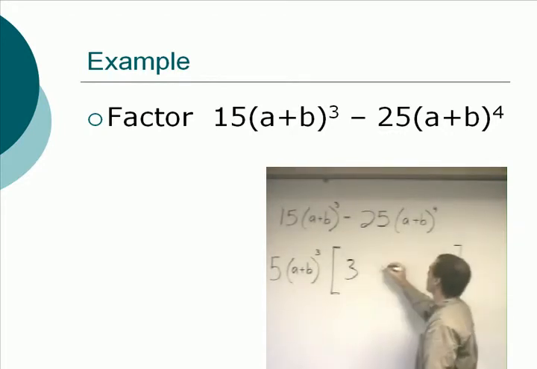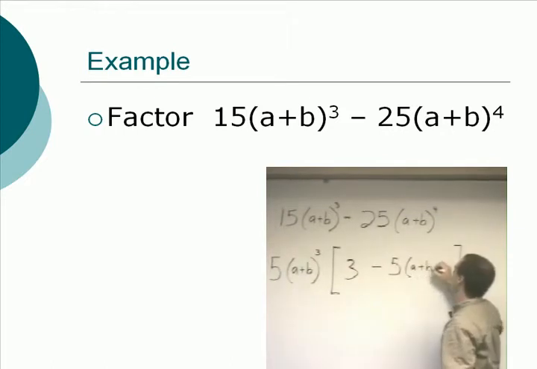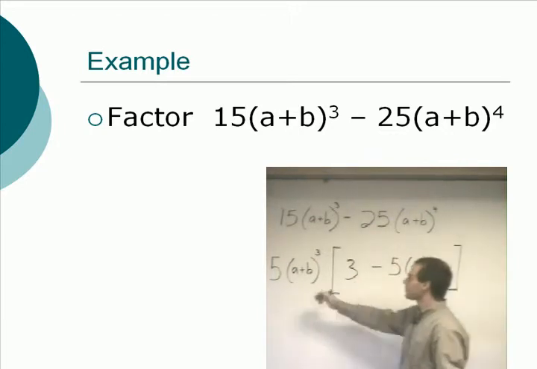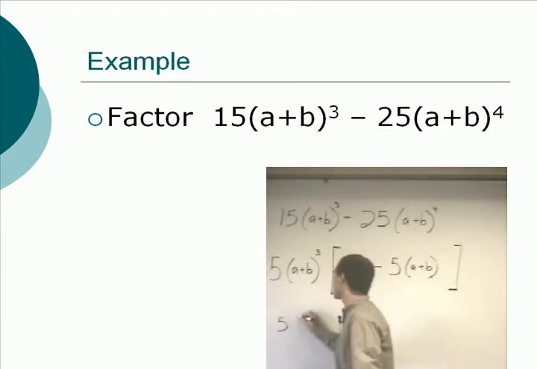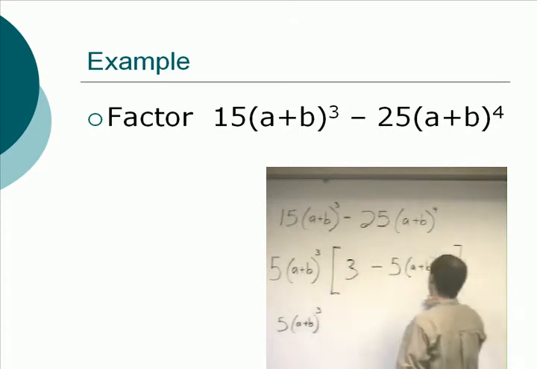What about here? Yep. Five times a plus b. Well, we can simplify that a bit, and it's good practice to simplify this just a little bit. We can't simplify this anymore. This is 5 times (a+b) cubed, but we can simplify this just a bit.